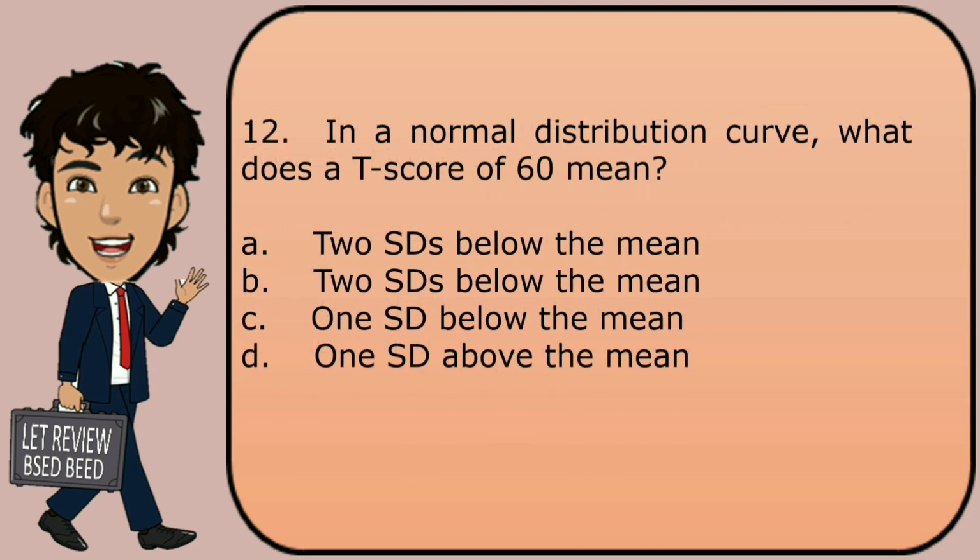12. In a normal distribution curve, what does a T-score of 60 mean? A. 2 standard deviations below the mean. B. 2 standard deviations above the mean. C. 1 standard deviation below the mean. D. 1 standard deviation above the mean.